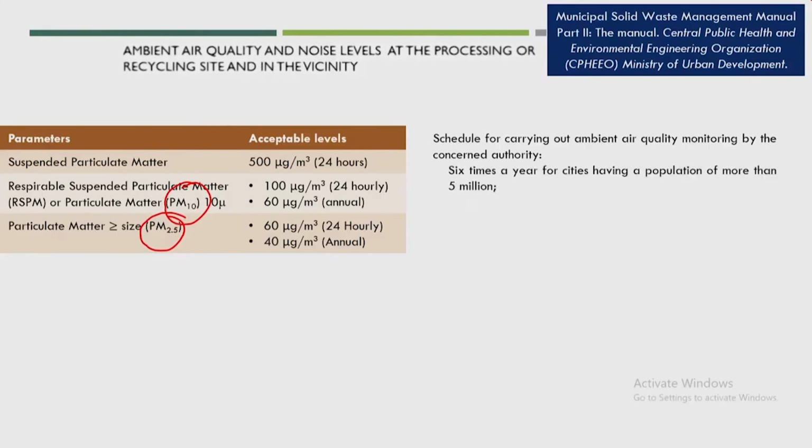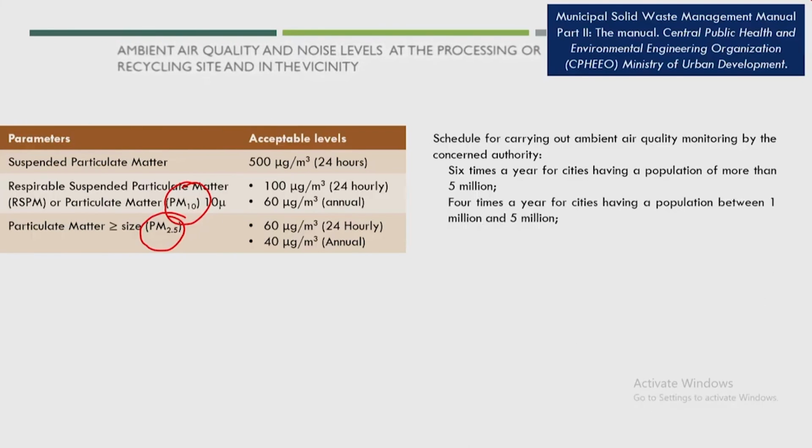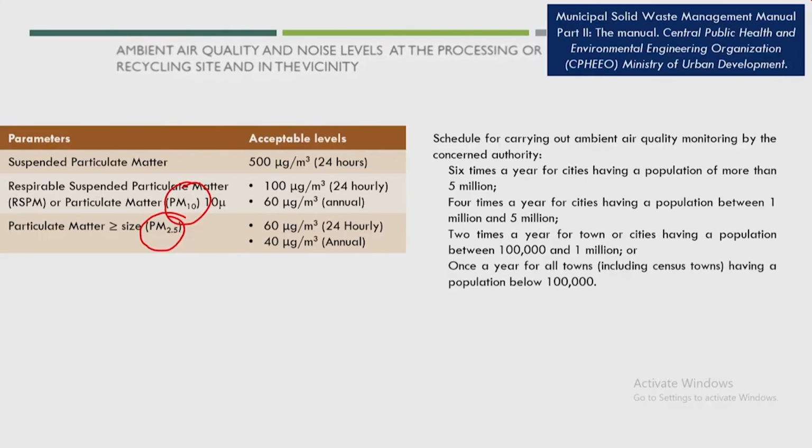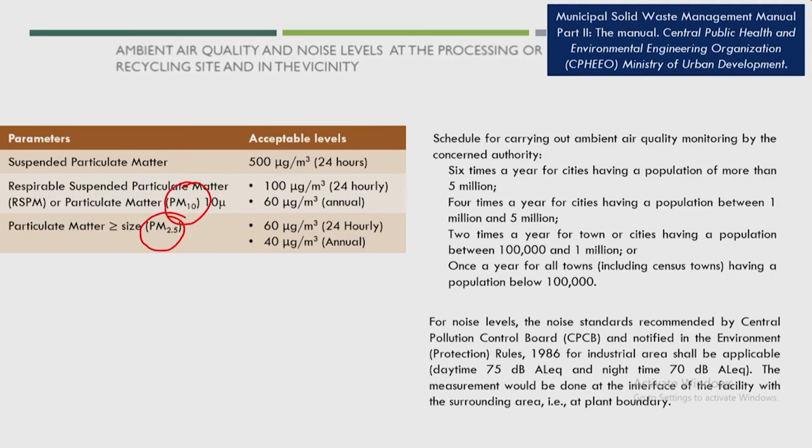So, a proper schedule has to be carried out by the local authority and also the State Pollution Control Board, like 6 times in a year for cities having a population of more than 5 million, 4 times in a year for cities having a population between 1 million and 5 million, 2 times in a year for towns or cities having a population between 1 lakh and 10 lakhs or 1 million, and once in a year for all towns having a population below 1 lakh. So, likewise they have to monitor. For noise level also, the noise standard recommended by the Central Pollution Control Board and notified under the Environment Rules 1986 for industrial areas shall be applicable. That also needs to be checked from time to time.